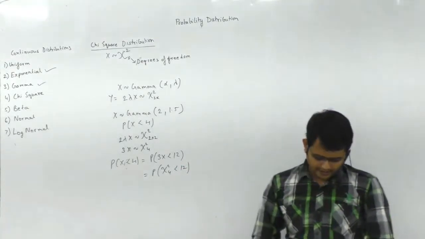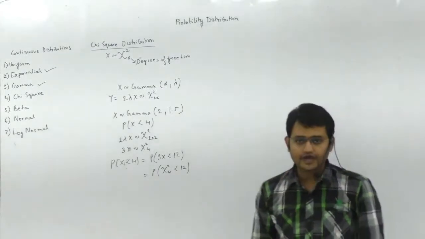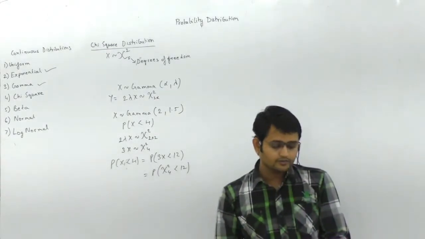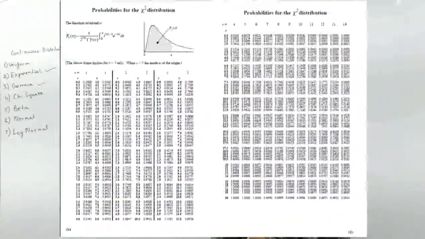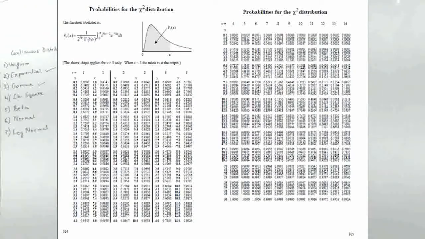Now how do we find probabilities of chi-square? Come to our formula book of tables, page number 164 and page number 165. We have chi-square tables. Now how do we read chi-square tables? Whenever we are reading a particular table, always see the graph that is given at the top. The graph shows the shaded region between 0 and x. That means we are actually finding the probability less than that particular value x.